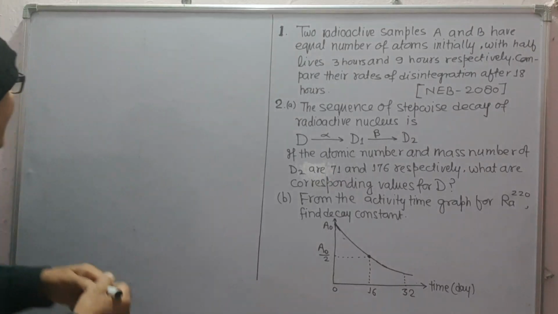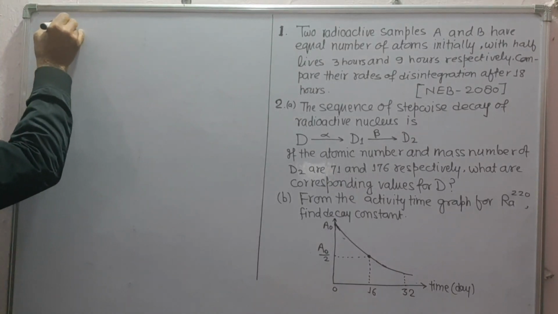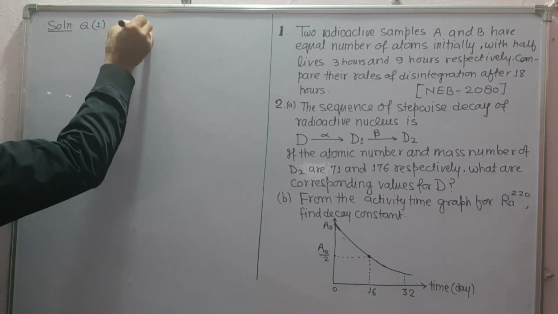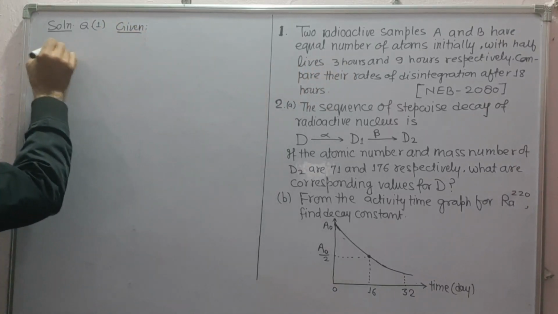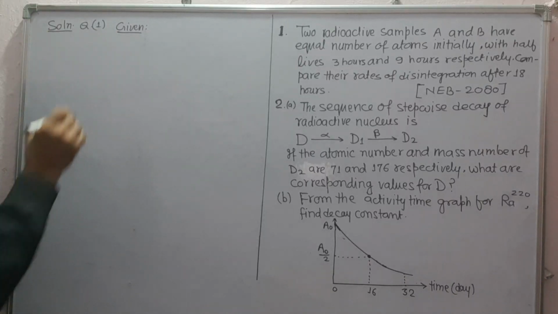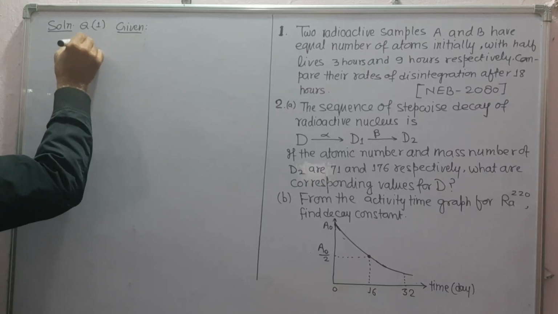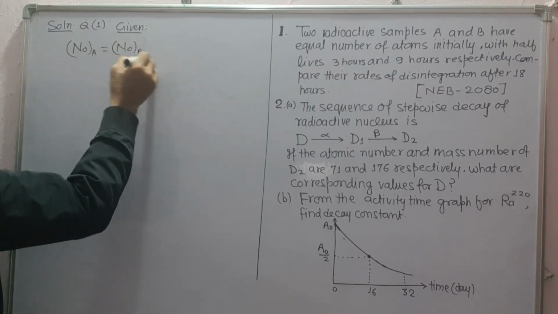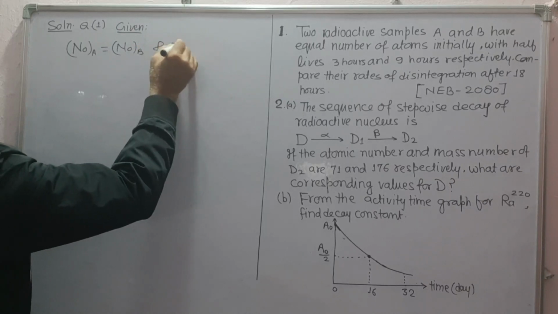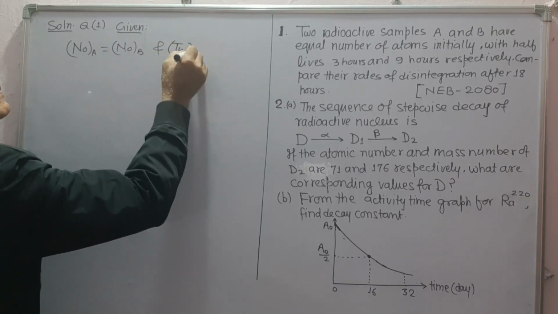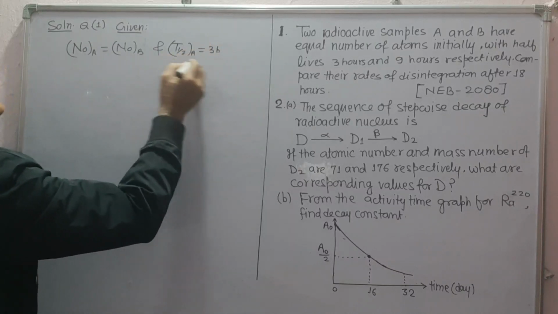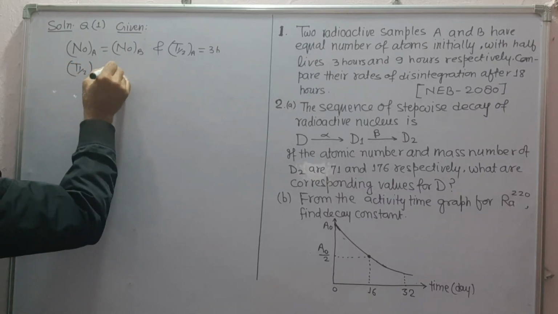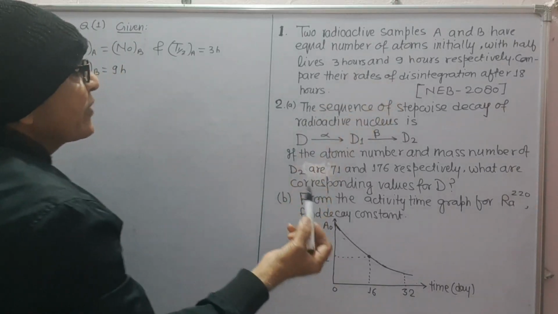Here, solution to question first. Given, for sample A and sample B, initial number of atoms are equal, that is N naught of A is equal to N naught of B, and their half-lives are T half of A is equal to 3 hours, T half of B is 9 hours, 3 hours and 9 hours respectively.